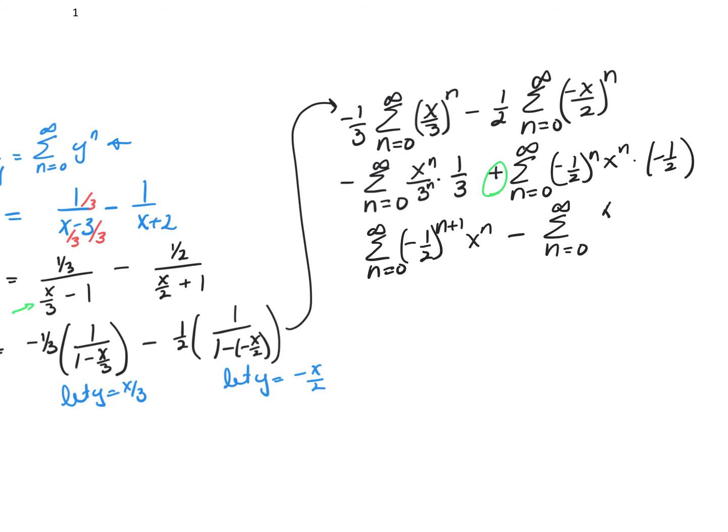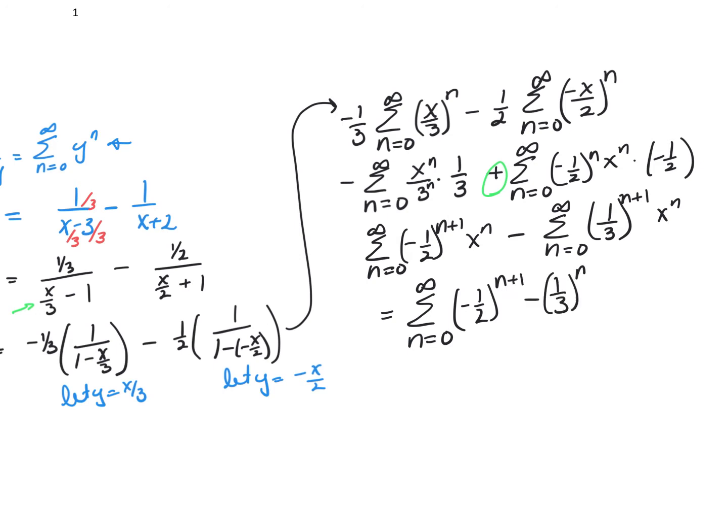Actually, I'm going to write it this way: 1 over 3 raised to the n plus 1, x to the n, which I can rewrite as the summation of n equals 0 to infinity of negative 1/2 to the n plus 1 minus 1/3 to the n plus 1, times x to the n. Now, I brought it into a single series.